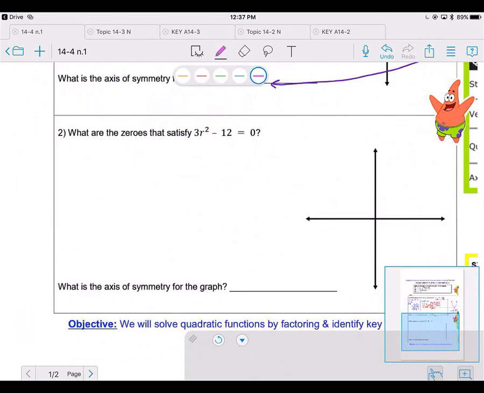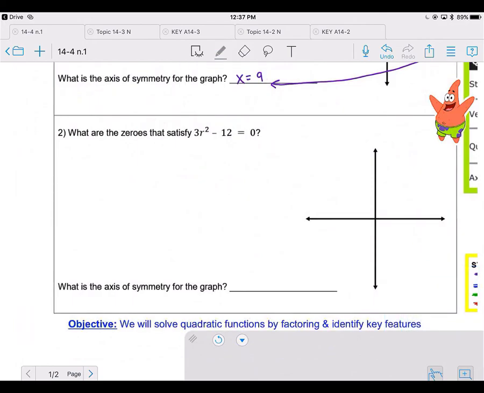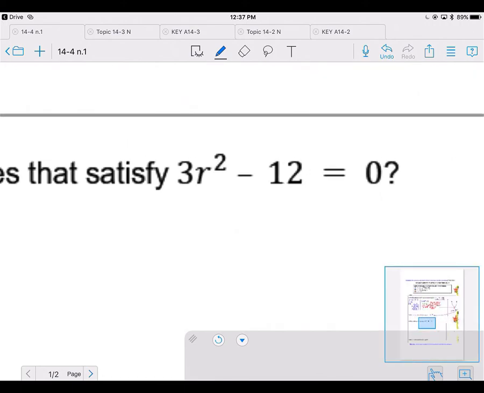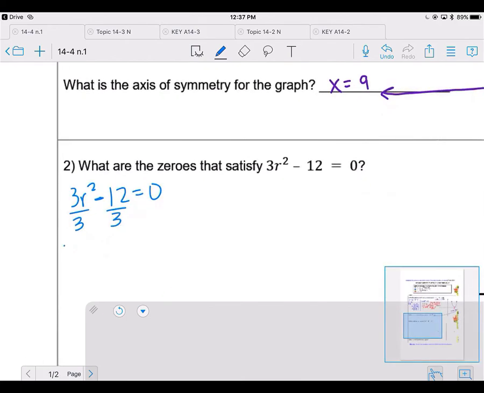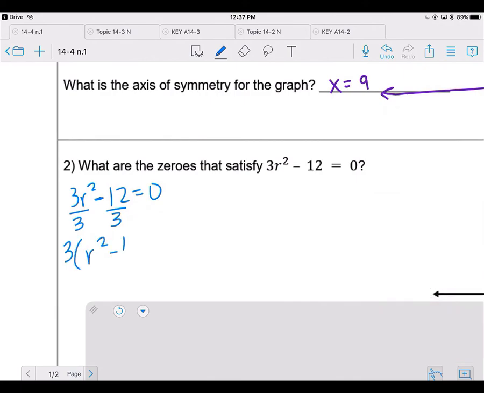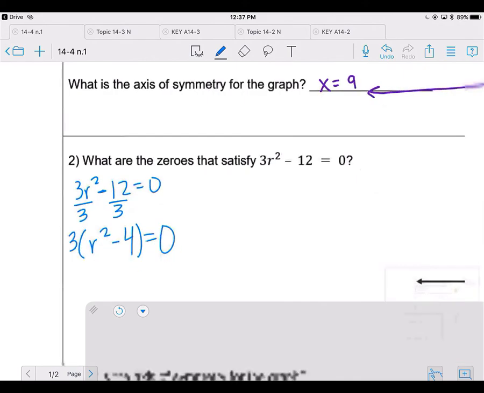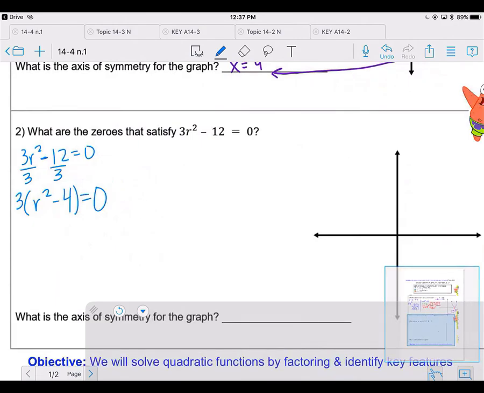So problem 2, they ask us for the zeros that satisfy this solution. So we have 3r squared minus 12 equals 0. We have an equal 0, so we will go straight to factoring. So 3r squared minus 12 equals 0. Both of these are divisible by 3, so I will factor out a 3. And I'm left with r squared minus 4. I will take this and factor.